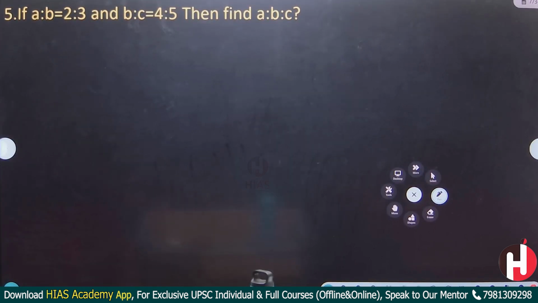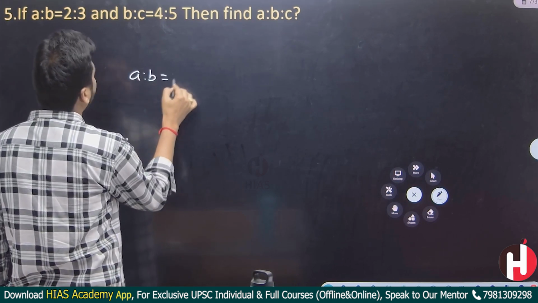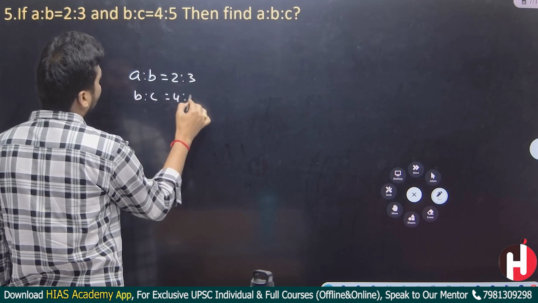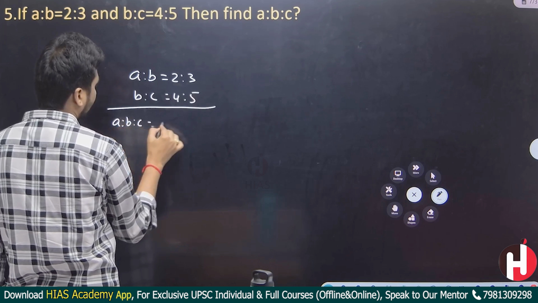If A is to B is equal to 2 is to 3 and B is to C is equal to 4 is to 5, then find the ratio of A is to B is to C. See, it is given that the A is to B ratio is 2 is to 3, and B is to C is 4 is to 5. Then from this we need to find A is to B is to C.